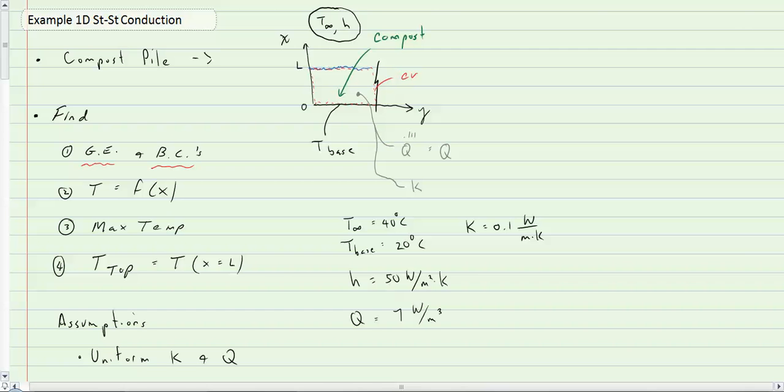So the bottom of the compost is in contact with the ground. At the top of the compost, you have an airstream that provides a heat transfer coefficient of 50 watts per meter squared K, and the outside temperature is a bit warm. It's 40 degrees Celsius.